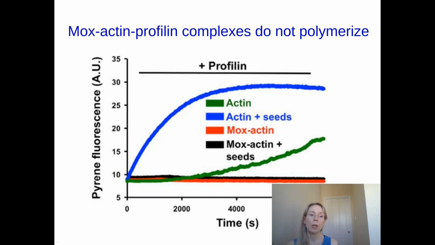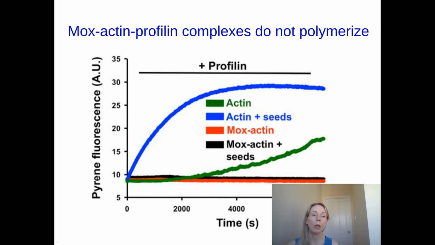Even if we add into the solution preformed F-actin, which forms seeds, and that's what seeds means in the legend of this figure. As opposed to unoxidized actin, which polymerizes very well in the presence of seeds, because now inhibition of nucleation by profilin is bypassed, and it polymerizes, however, slower without seeds as well, and this is going to be a green trace.